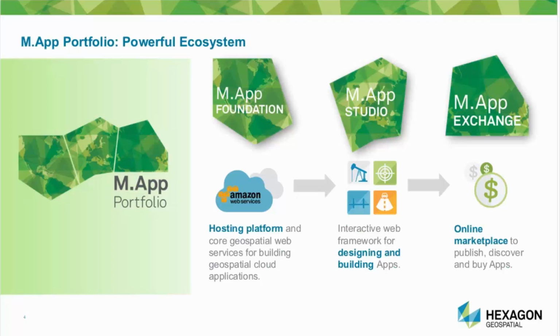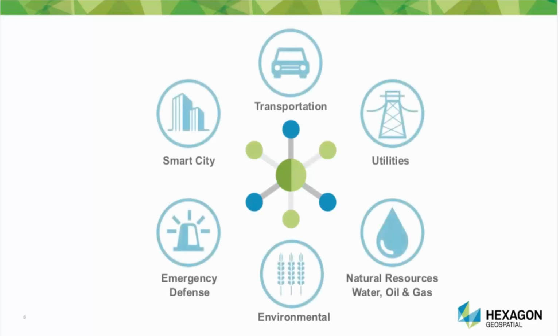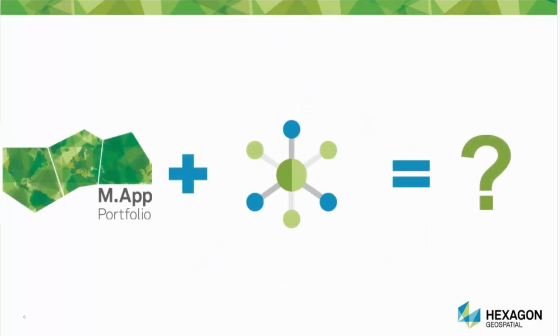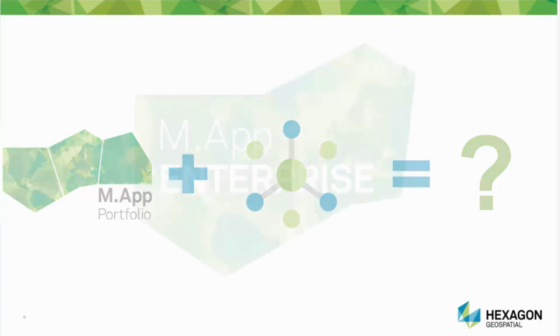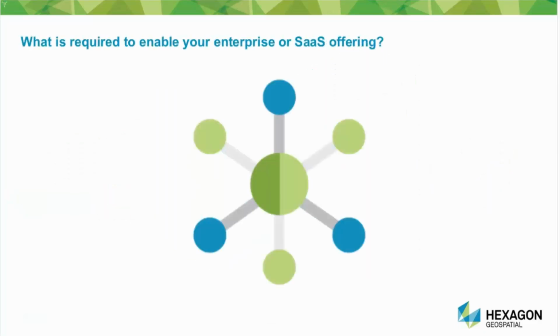Now, I'm going to be referring to this logo that you're seeing right now, which represents all of the various industries out there: transportation, utilities, smart city, emergency, defense, and environment. So the big question is how can we address all of these various industries with our Smart Map platform or Mapp portfolio? Well, our answer today is introducing you to Mapp Enterprise. We've released this year Mapp Enterprise, a brand new product.